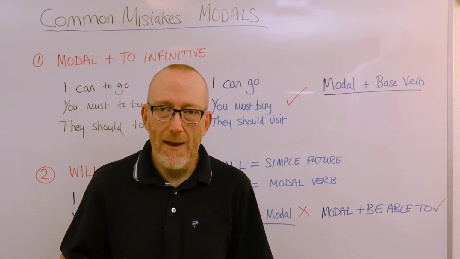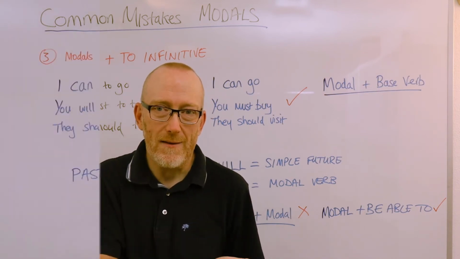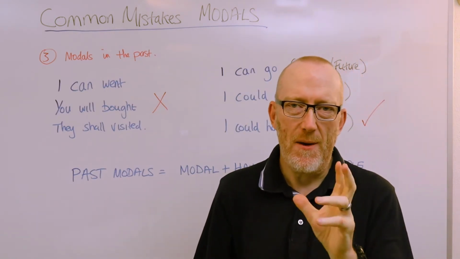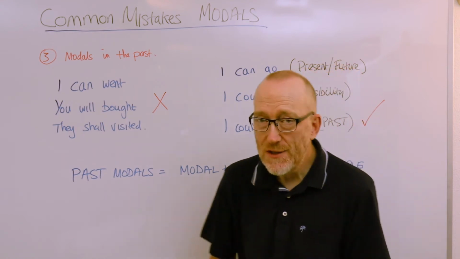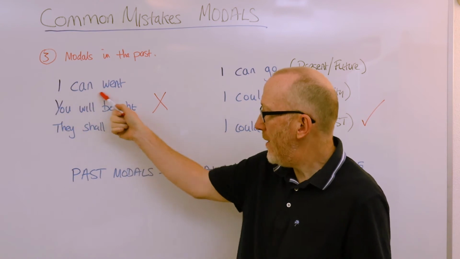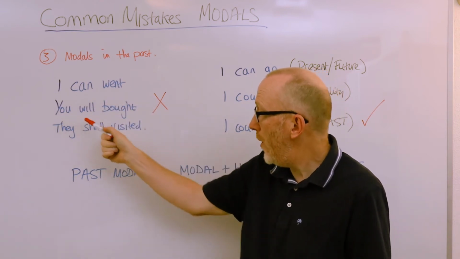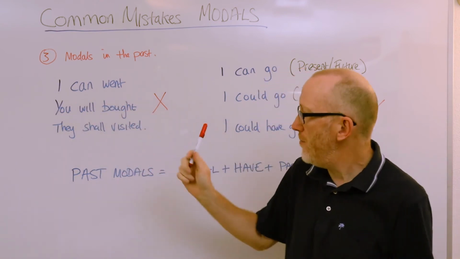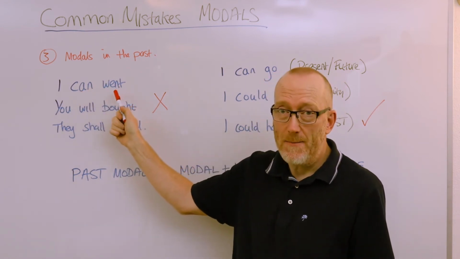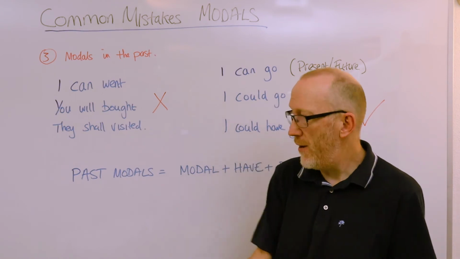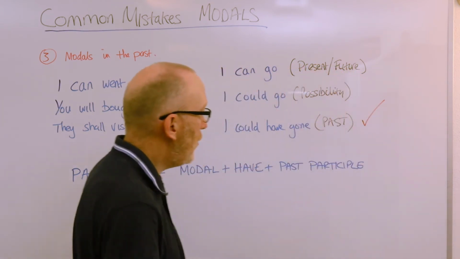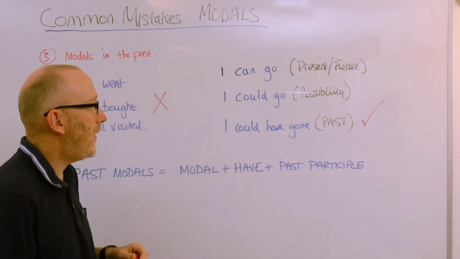Now, problem number 3 is all about using modals in the past. So how exactly do we use modal verbs in the past? Here are some common mistakes that I see people make. I can went. You will bought. They shall visited. So lots of people try to use the modal with the simple past form of the verb, which is completely wrong. Let me show you just one very, very simple example.